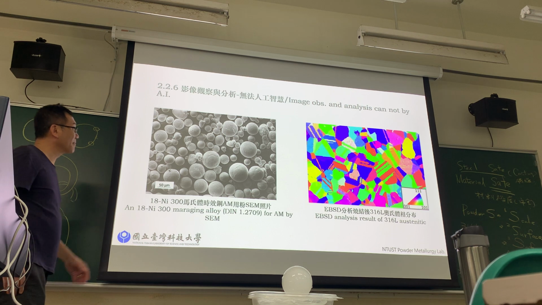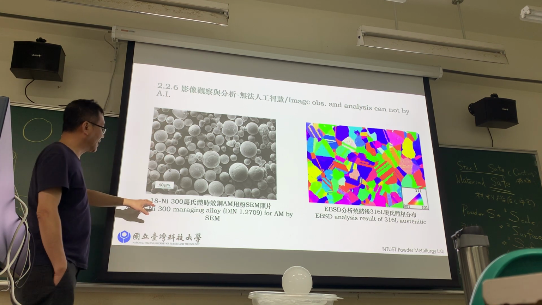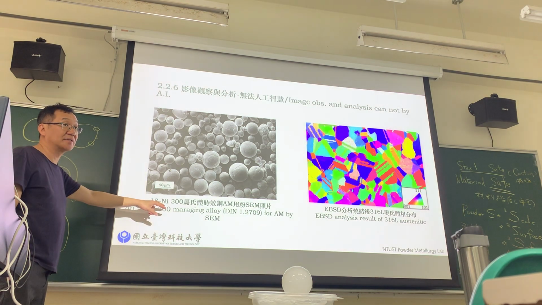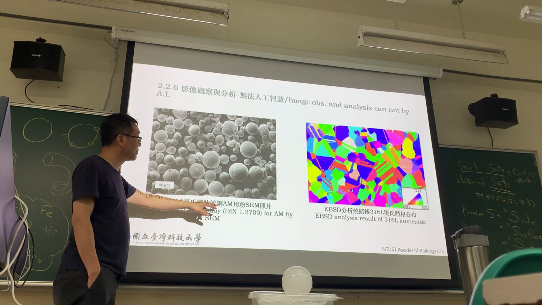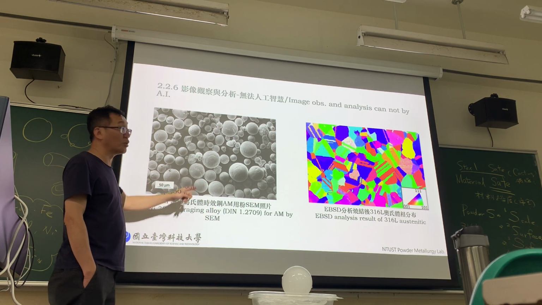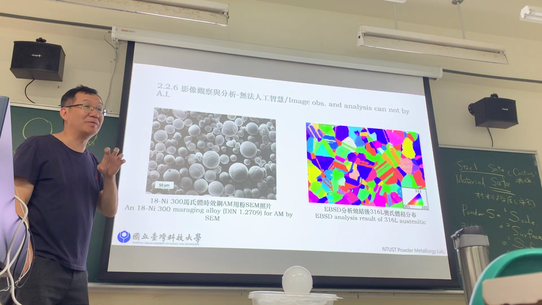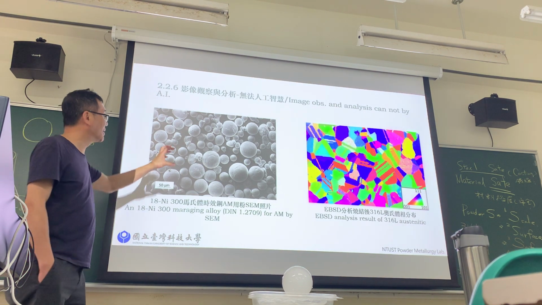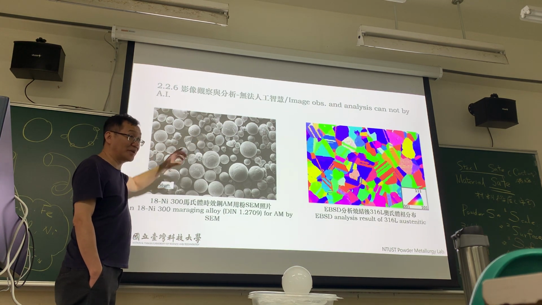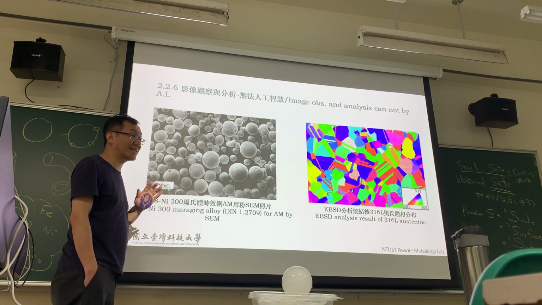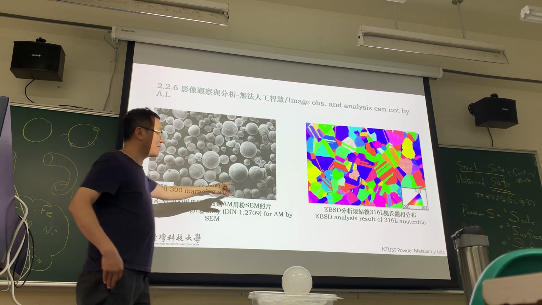Okay. Then after you watch the SEM, okay, this is 18 nickel 300. This is a special tooling steel for AM. SEM, you just watch it and say, oh, this one is very beautiful. Am I right? Every particle is like a ball. Yeah, like a ball. But sometimes you have connections together. Normally it's like this one. So not everything is ideal. We should understand.